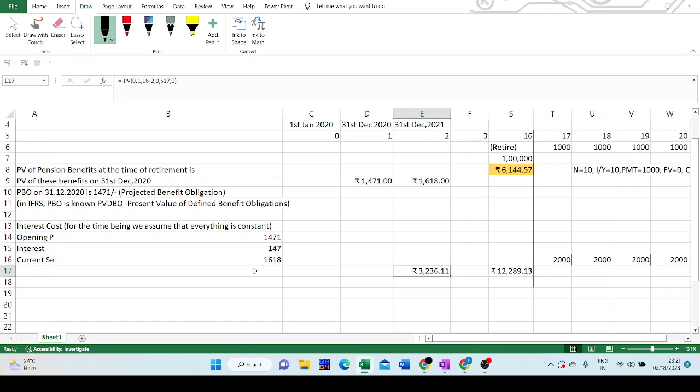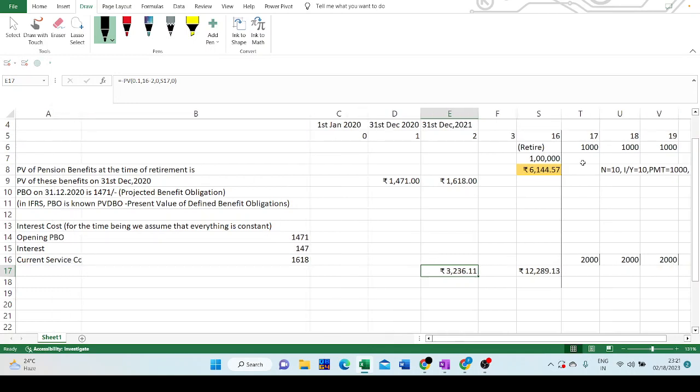Guys, did the calculation make sense? Please tell me. Yes sir. I worked one year, the first year I got 1000 every year after retirement. After working one more year, I am eligible to receive $2000 every year after I retire. So I calculated the present value of this annuity at the time of retirement, and then I calculated the present value of these retirement benefits payable as on 31st December 2021. So my PBO on 31st December 2021 is 3236.